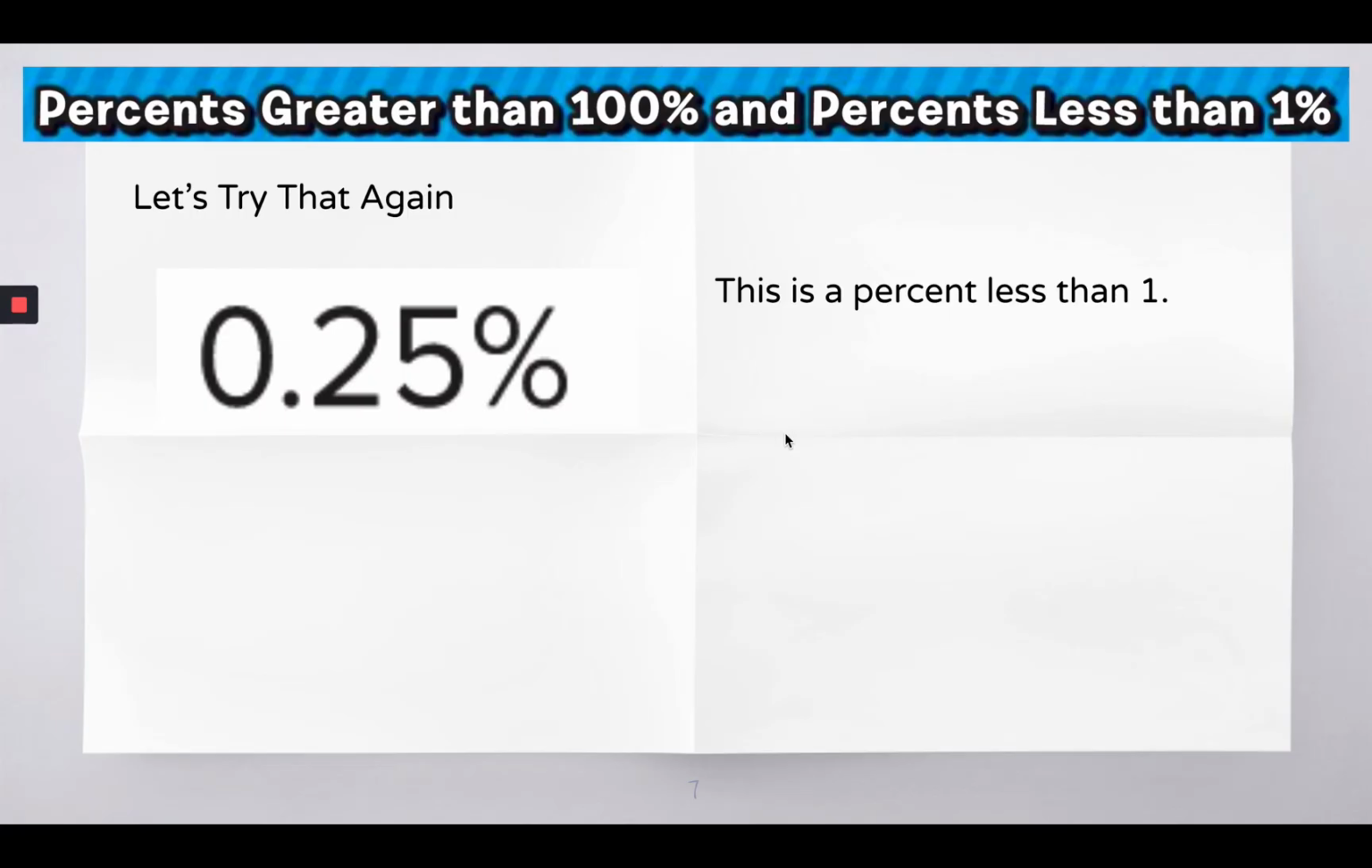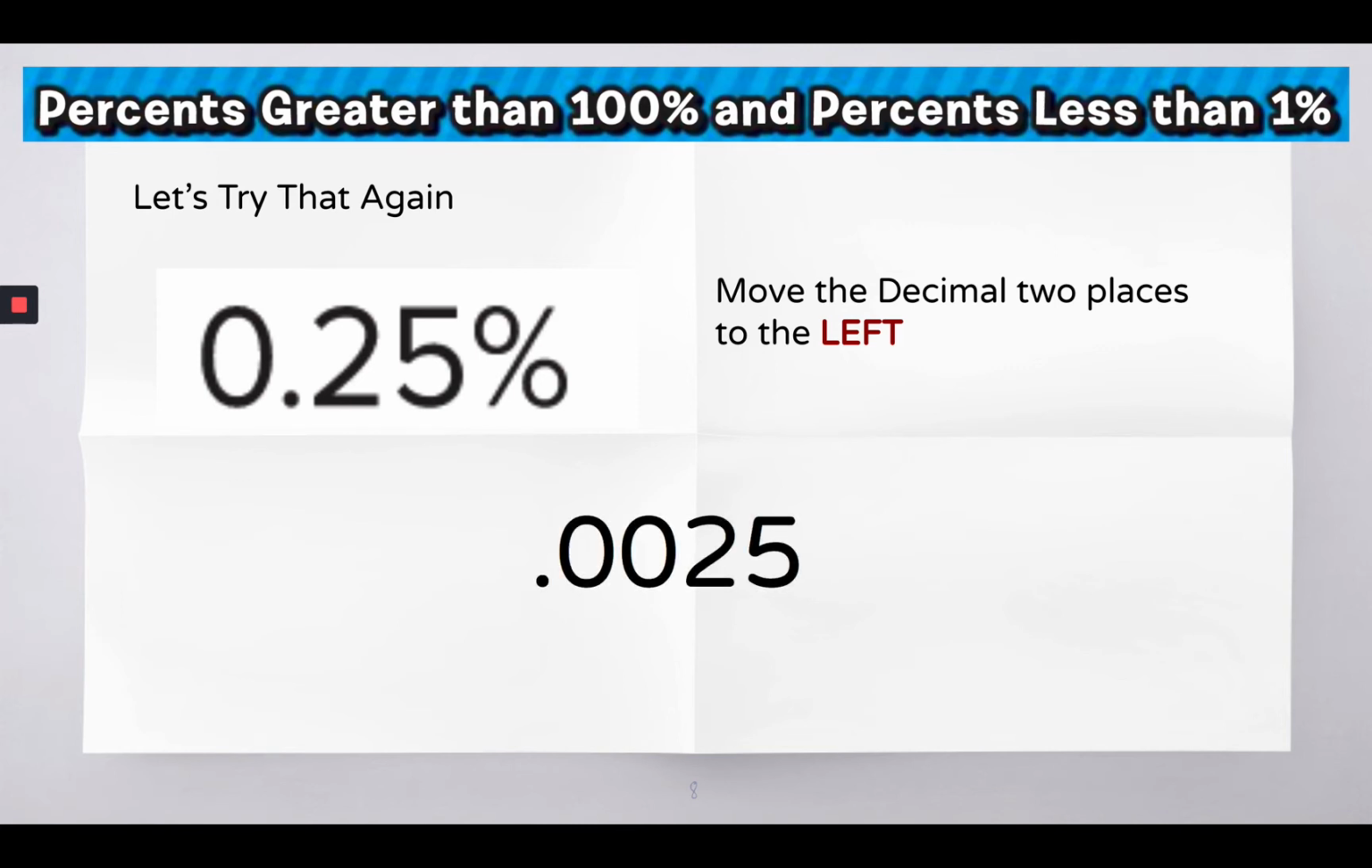Let's see that again. So here's a percent, less than 1, and I want to change it into a decimal. I'm going to move the decimal 2 places to the left. It's going to look like that. I'm going to go 1, 2, and this percent is now a decimal.